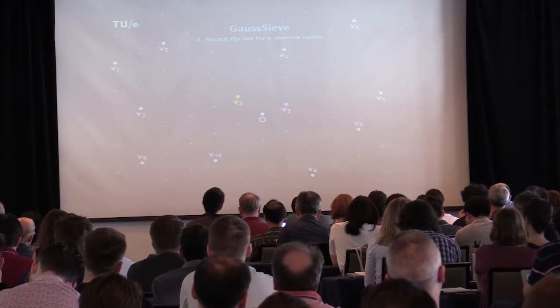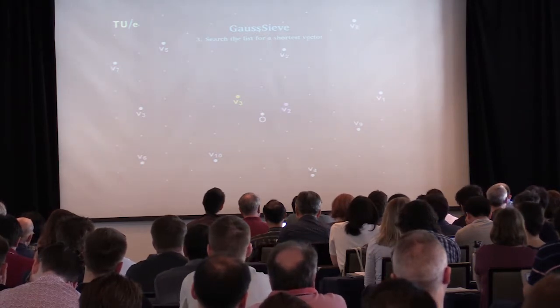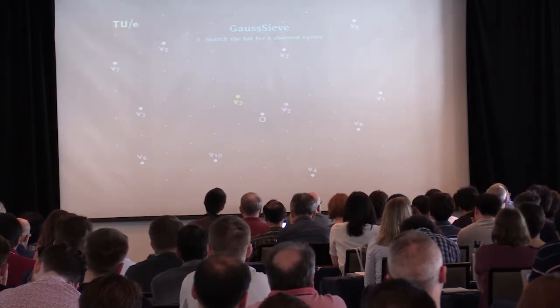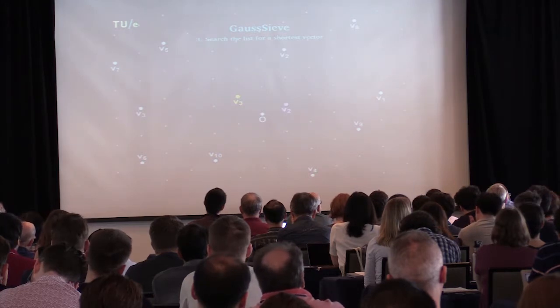So you just generate a bunch of vectors and then you try to reduce them. And also, the standard approach is to work in the full lattice from the start. You just generate these vectors in the full lattice and then you try to reduce them.